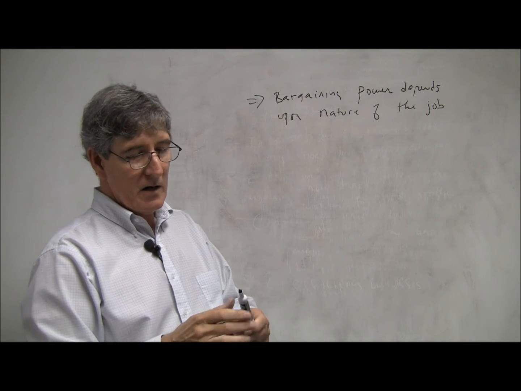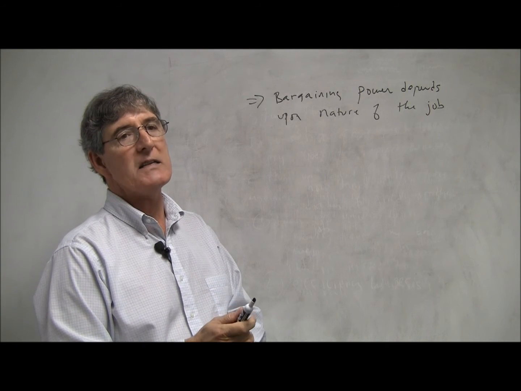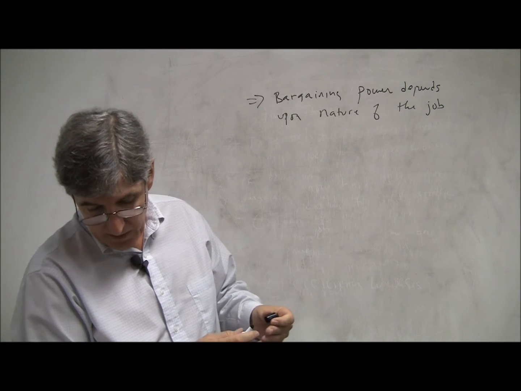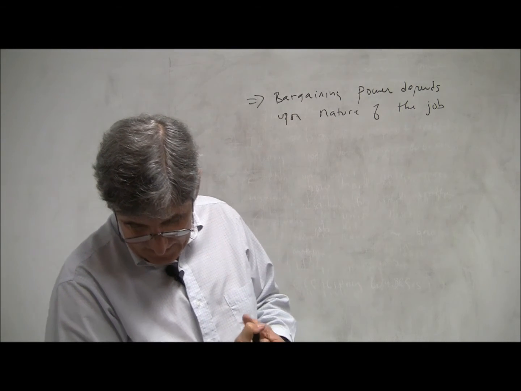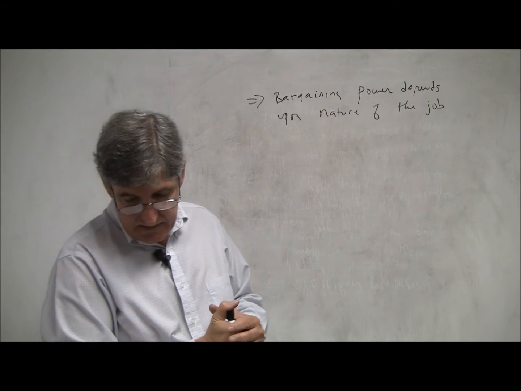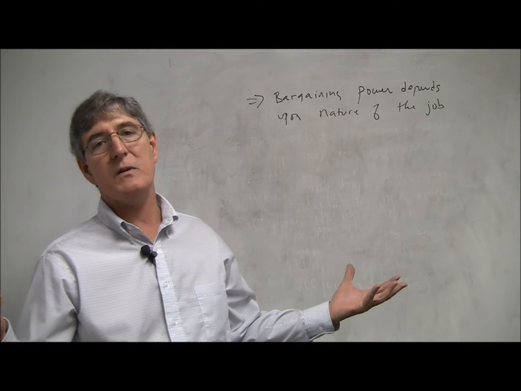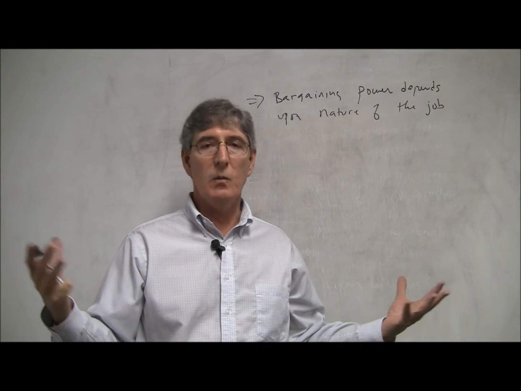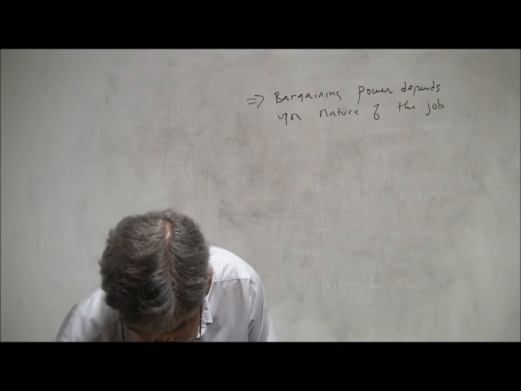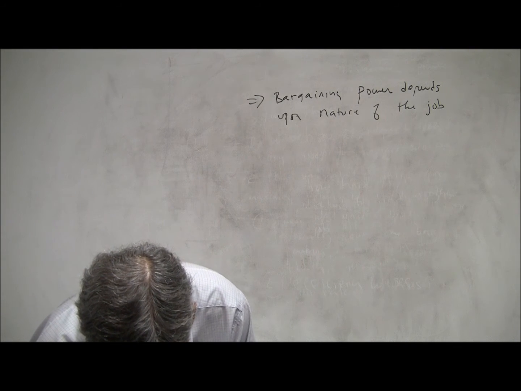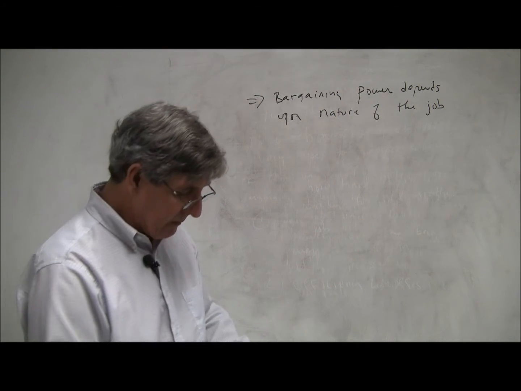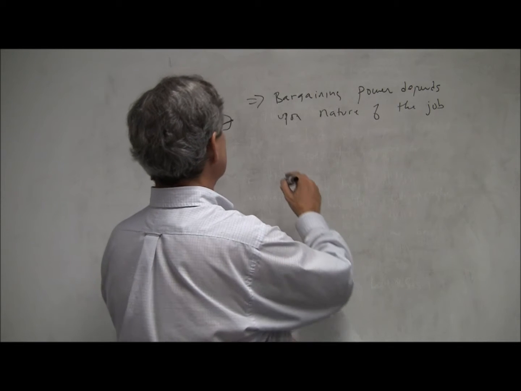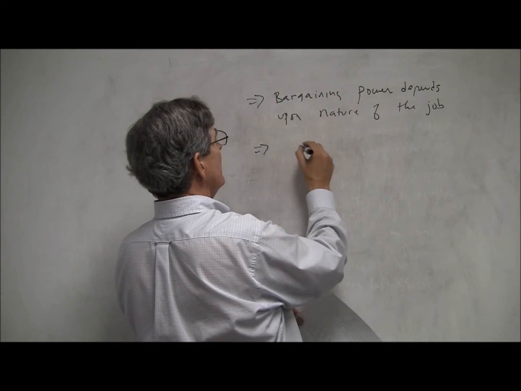A worker at McDonald's is going to have a lot less bargaining power than a worker that has a lot of really specialized training that nobody else has. It's because the worker at McDonald's would be easy to replace. The other worker would be very hard. That's going to give you much more bargaining power.